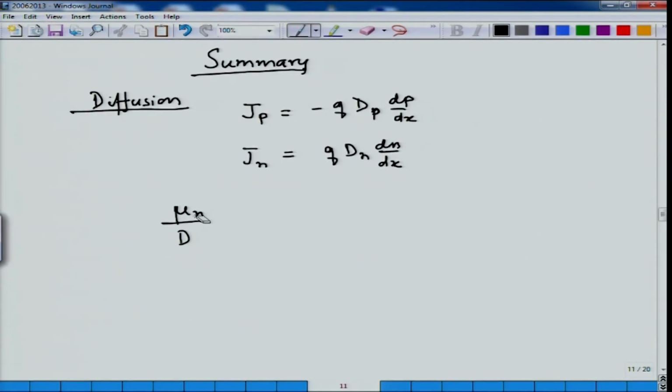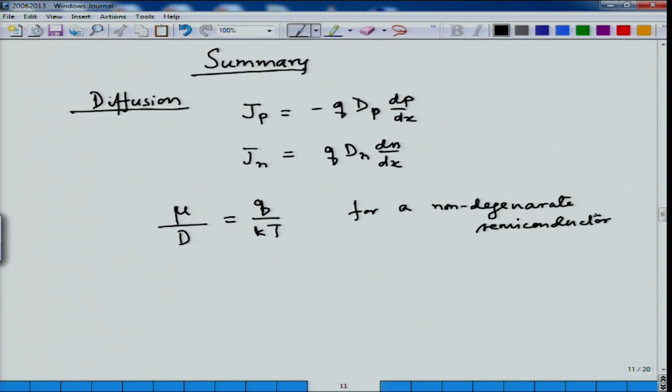And then we further found out that the diffusion constant for any of the carriers, or maybe I should write it in the general form, mu over D is given by q over kT. This is for a non-degenerate semiconductor. So, this is the Einstein relationship, and it holds for non-equilibrium situation also. So, it is applicable for non-equilibrium, although we derived it for the equilibrium situation.